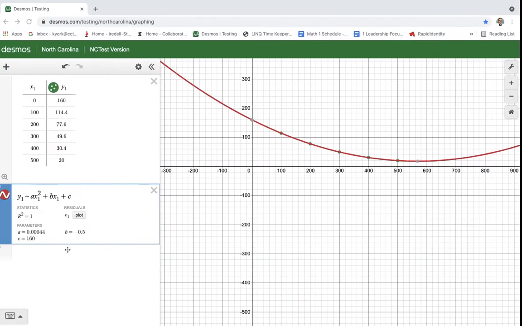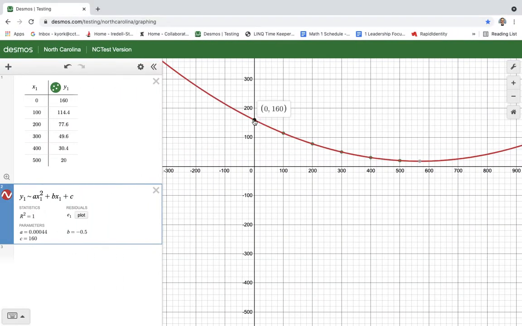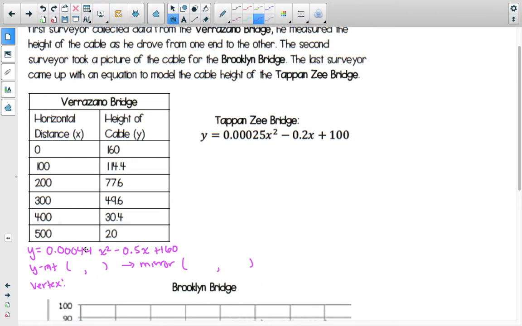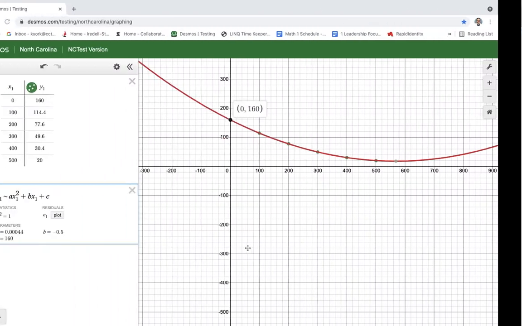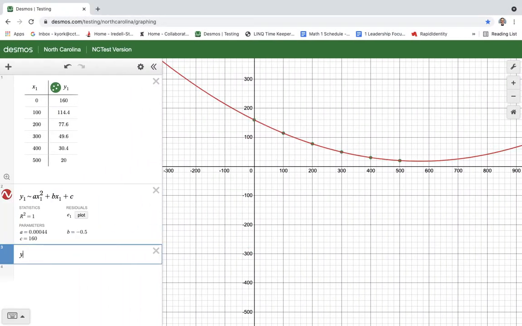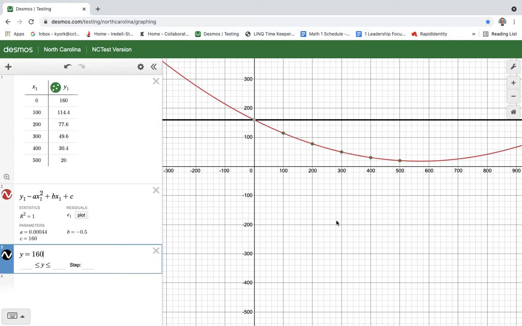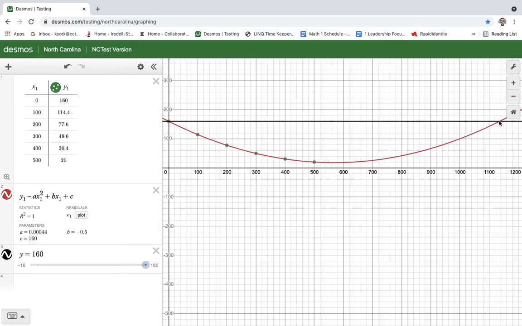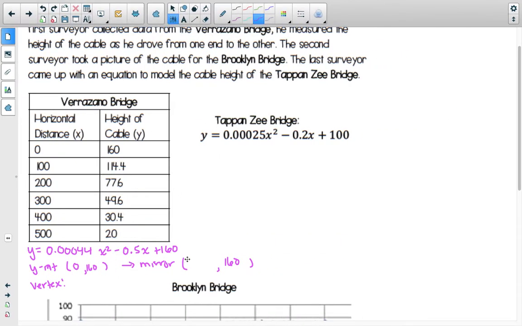If we look, we should see the y-intercept is at (0, 160) because that was the constant. So to find the mirror, we know that the y value should be 160. Let's find where it crosses at that y value of 160. We can move this over, and we can see that it crosses here. This is at 1,136 and 3600ths, so I'll put 1,136.364 since that's what Desmos gave us, comma 160.